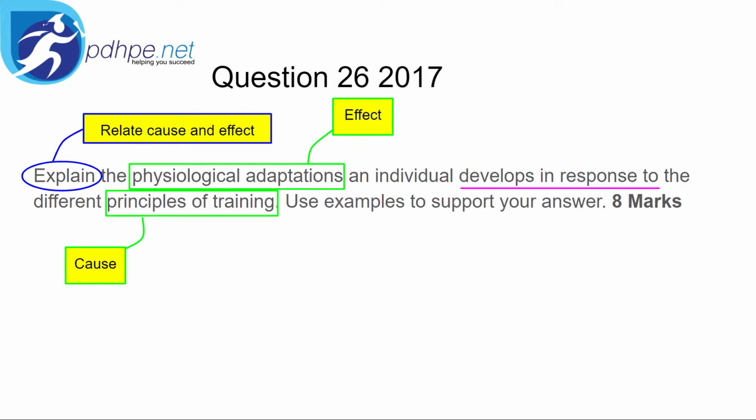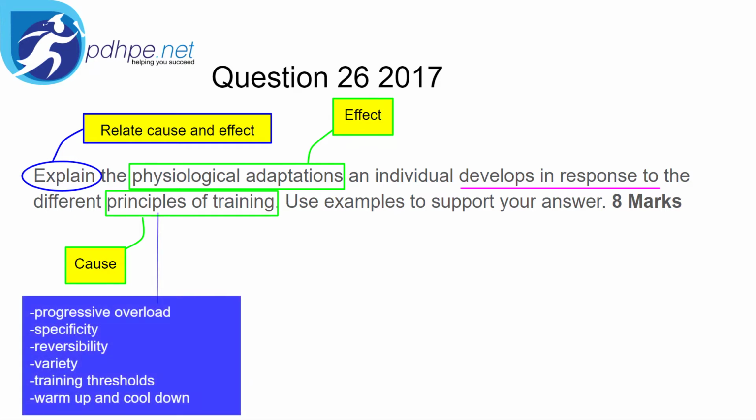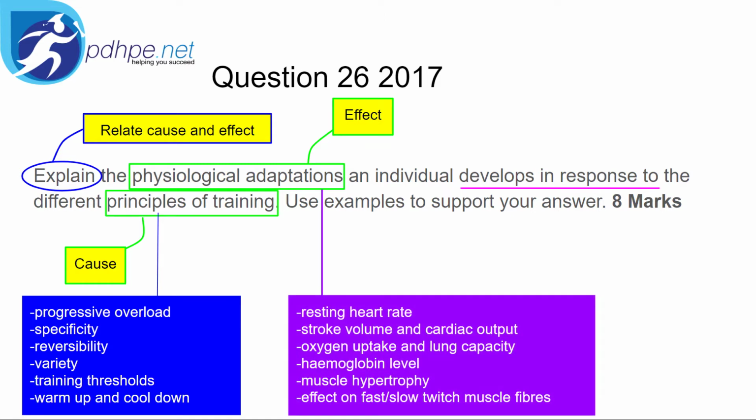Next, I'll have them actually dot out what each of these things are from the syllabus. So the principles of training are progressive overload, specificity, reversibility, variety, training thresholds, warm-up and cool-down. The physiological adaptations, your resting heart rate, stroke volume, etc. These are just the dash points listed straight out of the syllabus. So they're listing those for me around the question.